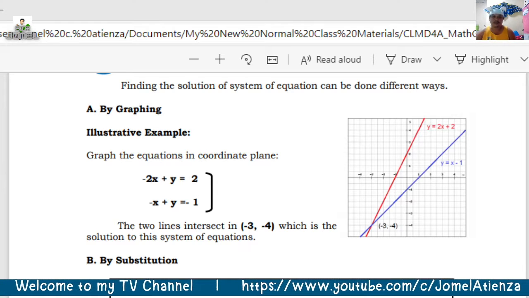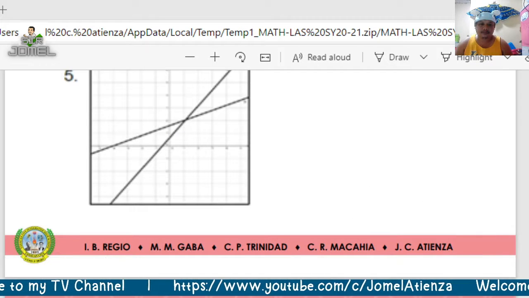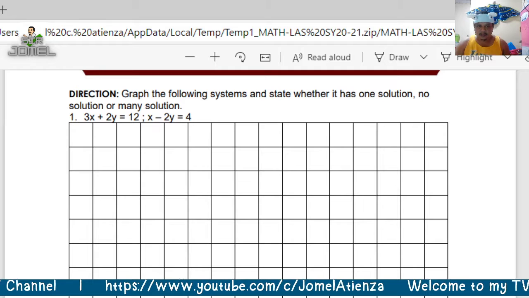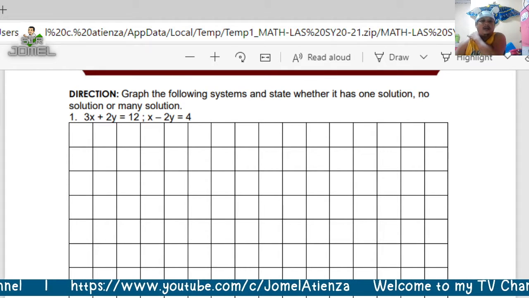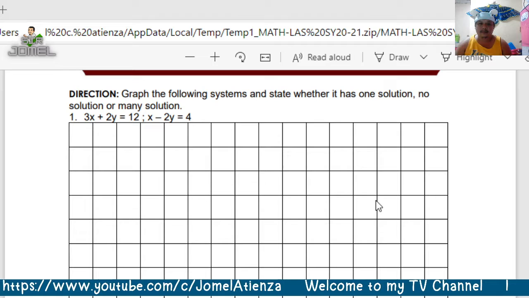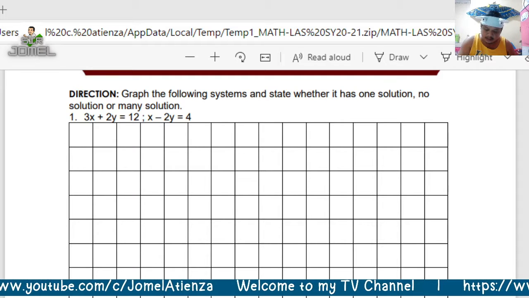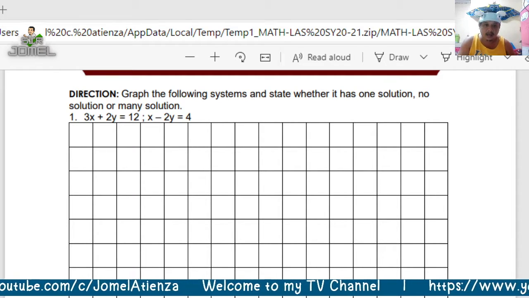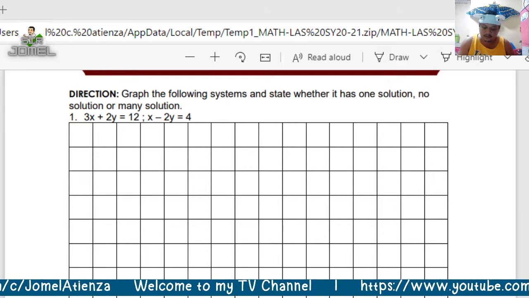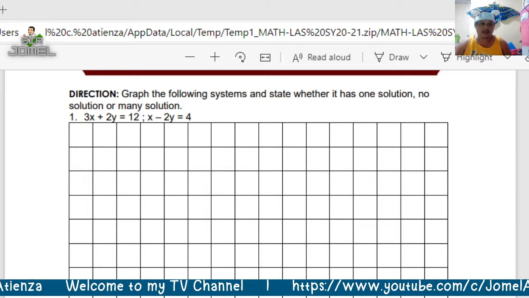Let us have another example. Okay, so for example, class, we are going to graph the systems and state whether it has one solution, no solution, or many solutions. So for number one, we have 3x plus 2y equals 12, and then the other equation is x minus 2y equals 4. Okay?